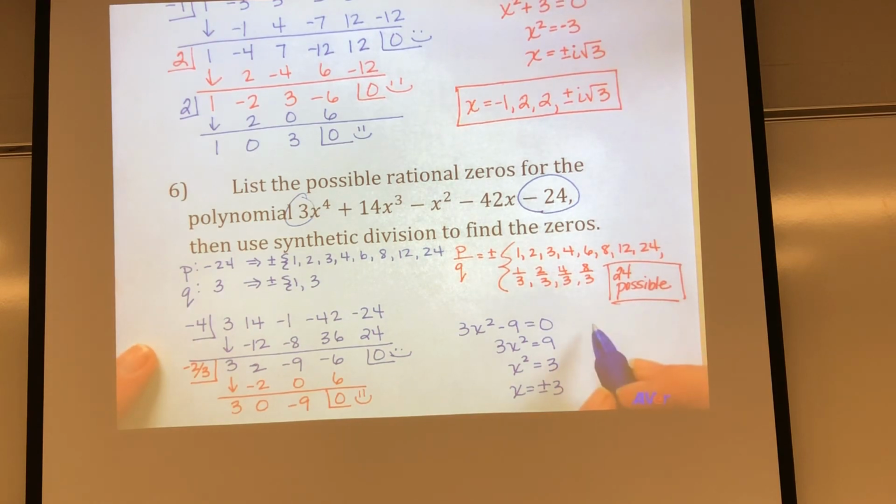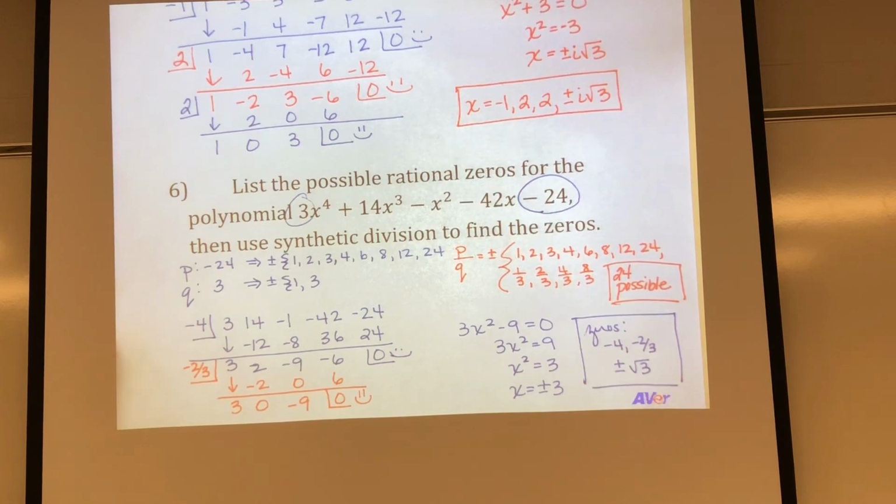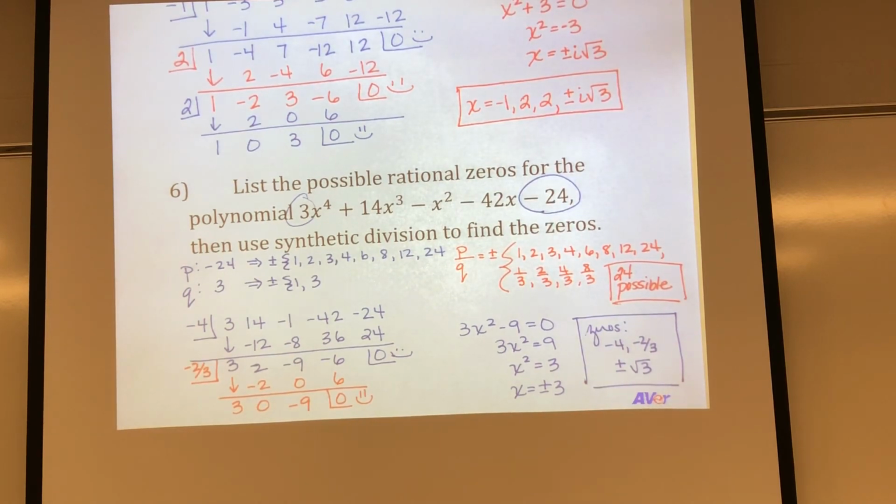So our final answer, our zeros for this quartic are -4, -2/3, and then positive and negative radical 3. And that is all for 3.3 day 1.